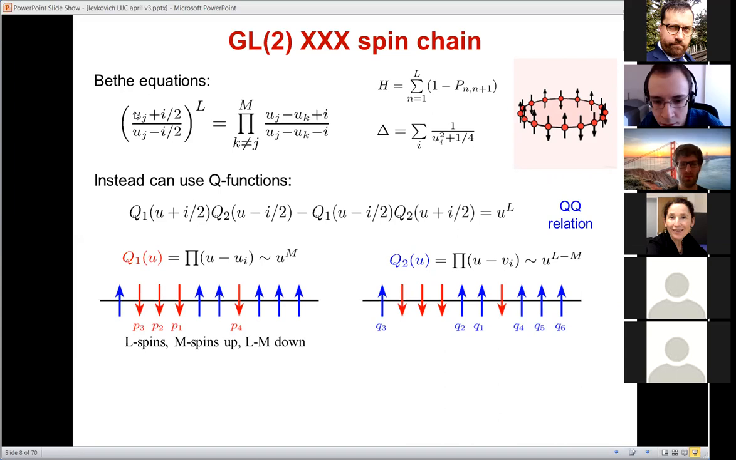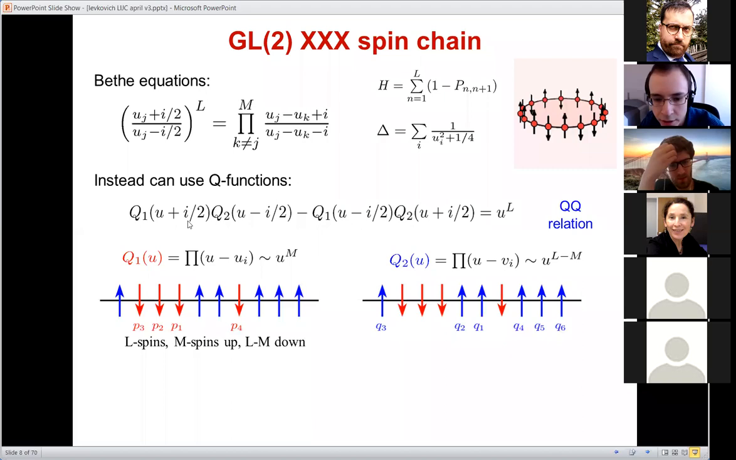But then let's forget about the Bethe ansatz altogether, and instead we use a different way to fix it. Namely, we impose this relation. It's a difference equation for two functions, Q1 and Q2. On the right-hand side, we have u to the L, which determines for us the model under consideration. In this case, L determines the length of the spin chain.